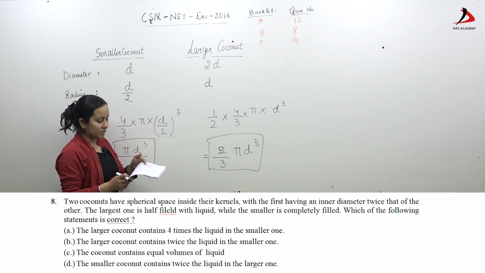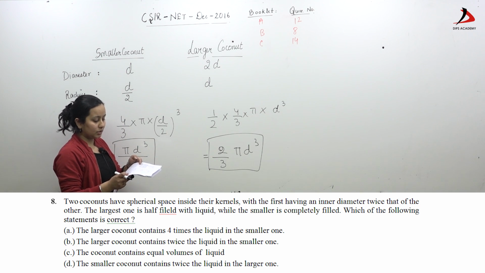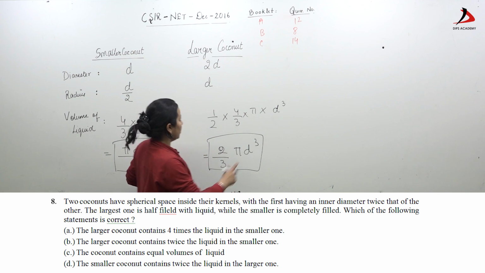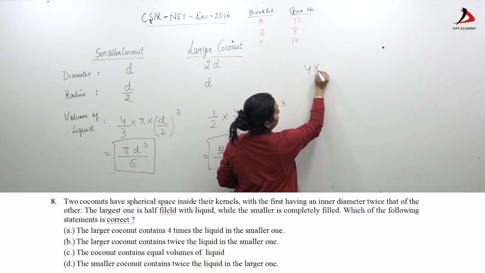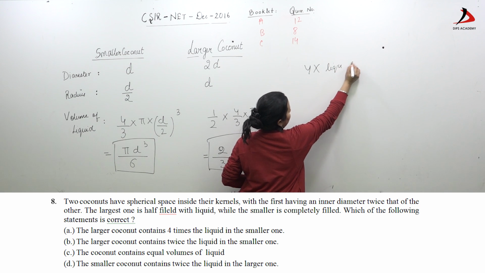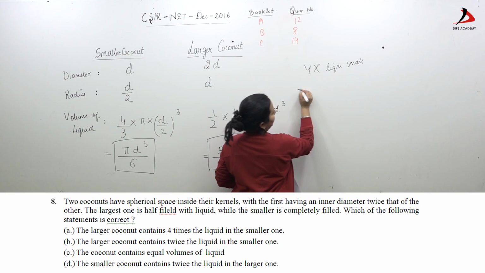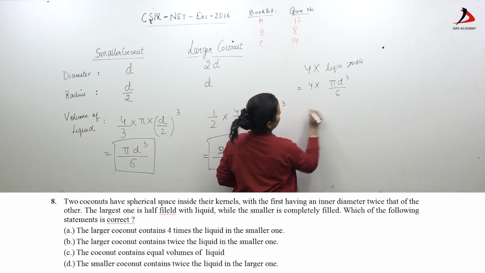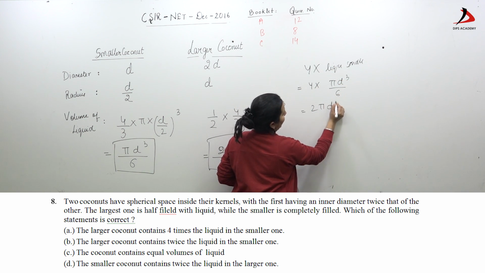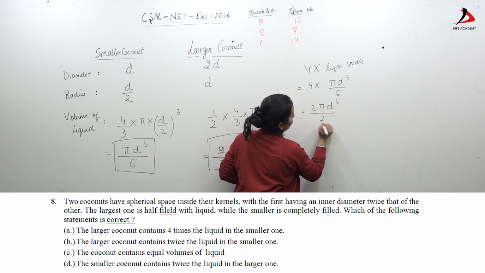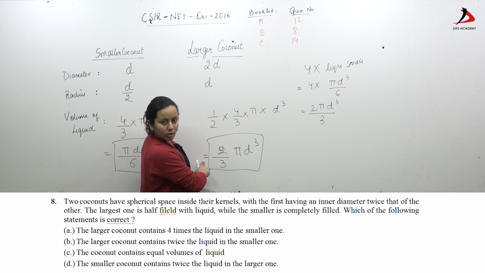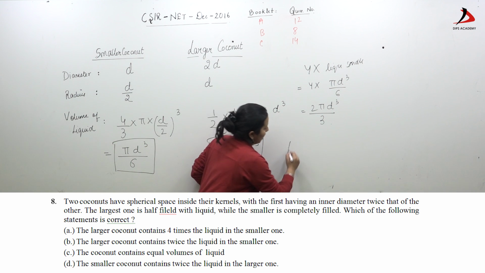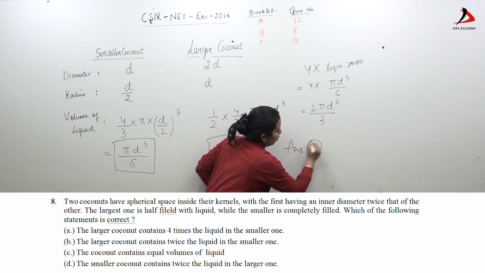So what the first option says is the larger coconut contains 4 times the liquid in the smaller one. So if I do 4 times the liquid in the smaller coconut, what we get is 4 into pi D cube by 6, which is equal to 2 pi D cube by 3, which is exactly equal to the amount of liquid in the larger coconut. Hence our answer is 1.